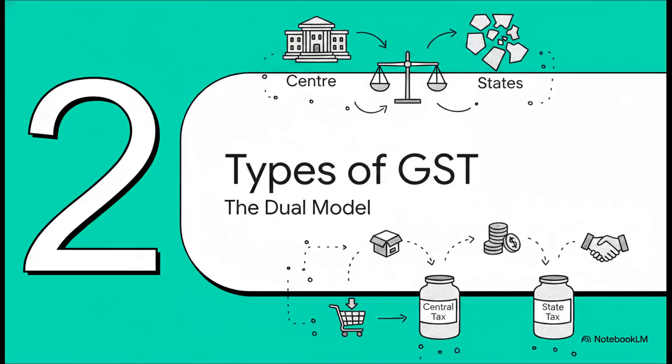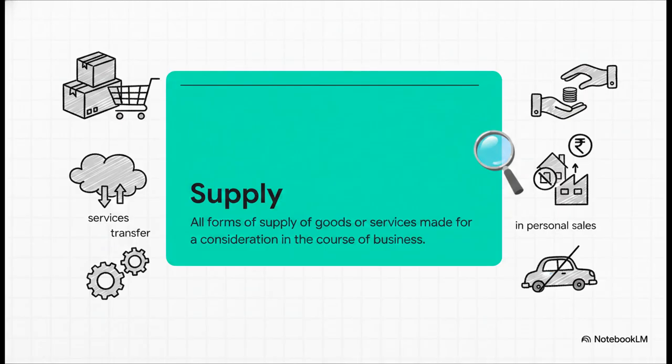Moving right along to Section 2, Types of GST Explained, the dual model. Okay, before we go any further, there's one crucial concept you have to grasp. It's the magic word of GST, supply. This is the ultimate taxable event. It's not just regular sales. We're talking transfers, barter, exchange, licensing, renting, all of it.